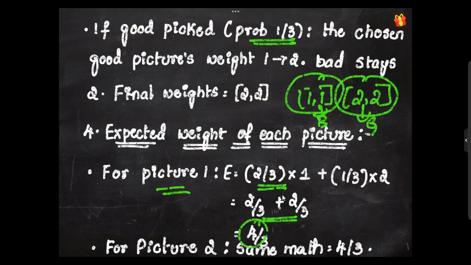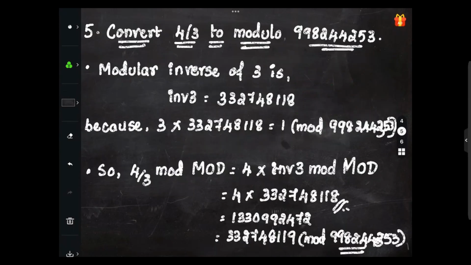So for the picture 2, we'll be doing the same math. Basically it would lead to the same result, right? So 4 by 3. So this one will be 4 by 3 and 4 by 3 for picture 1 and picture 2, right? So we will be converting that 4 by 3 to the modulo value that they have given within the question. They have strictly asked us to go with the modulo value, right?